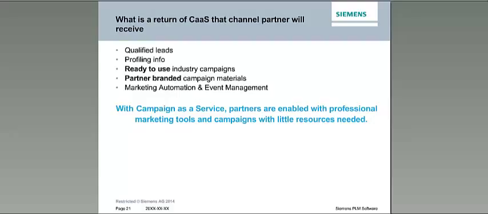We have ready-to-use industry campaigns, and we have partner branded campaign materials. I will give you some examples just after this slide for this. And we have a marketing automation and an event management solution available for the partners. So basically it means that you can start working with professional campaign and marketing tools, but you need very little resources to get things running and to get things going. That is the whole idea about campaign as a service model.